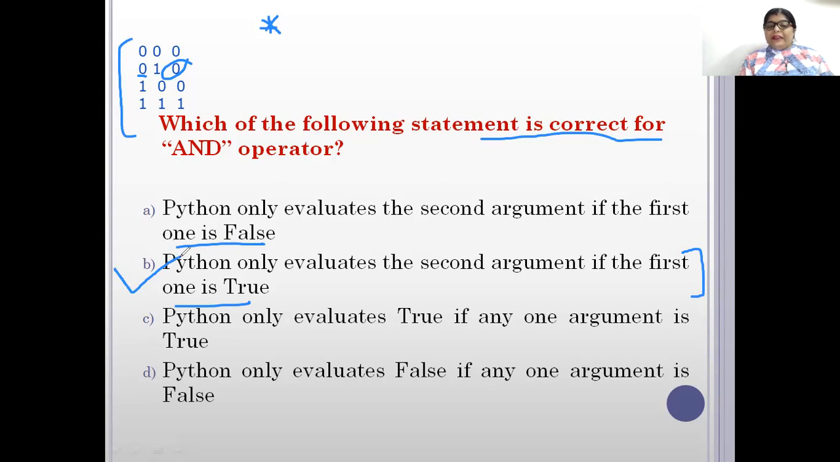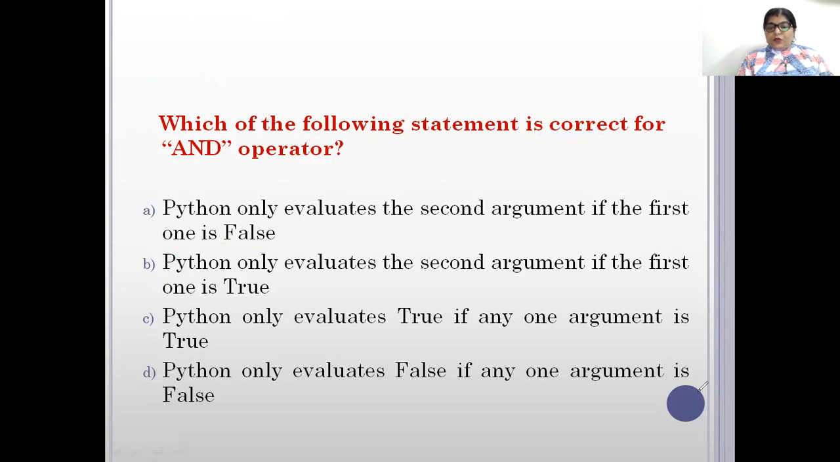Okay. So if you know this truth table, you can easily find the answer. But if you don't know this truth table, you cannot give the answer. So for this, you need to learn all the truth tables as well. So the answer here is B.